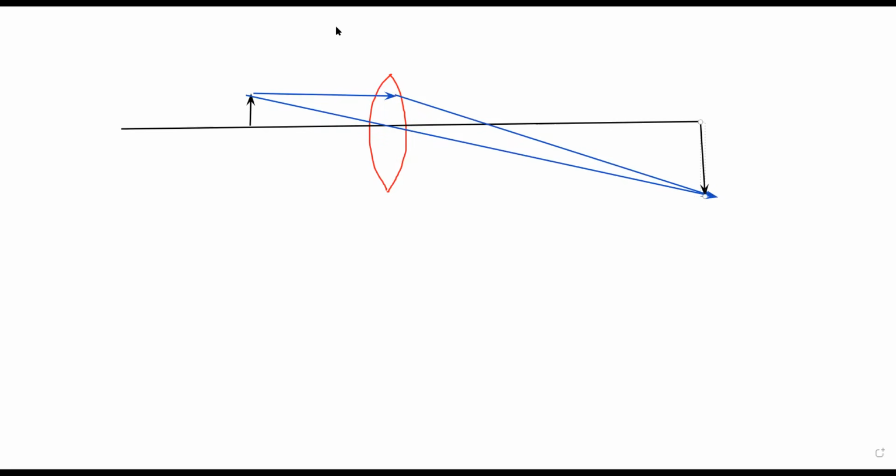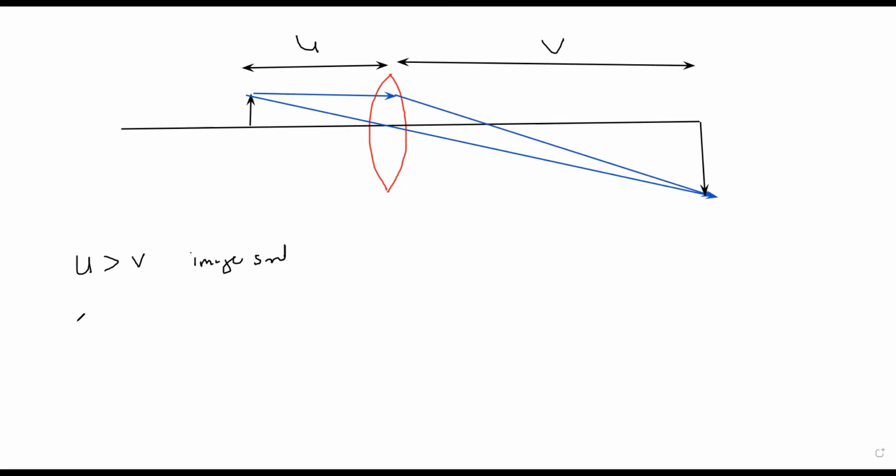Here in this question, the object distance is denoted by U and the image distance is denoted by V. If U is greater than V, or V is smaller, then the image will be small. If U is equal to V, then the image will be the same size as the object. And if U is less than V, or V is greater, then the image will be large.